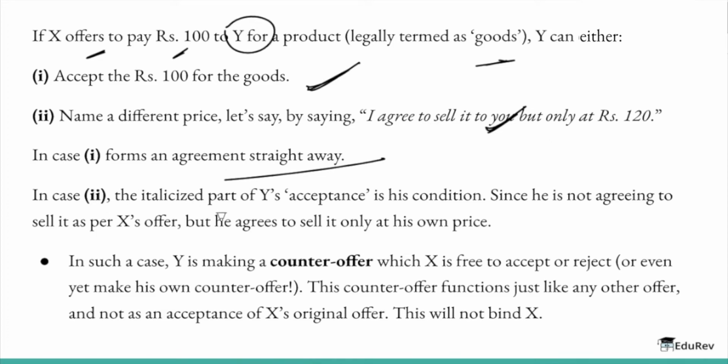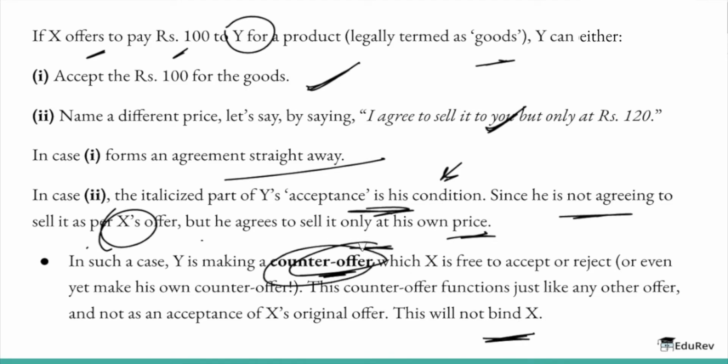Or case 2 is that the part of Y's acceptance in his condition is not there, since he is not agreeing to sell it as per X's offer, but he agrees to sell it only at his own price. In such a case, Y is making a counter offer which X is free to accept or reject, or even yet make his own counter offer. This counter offer functions just like any other offer and not as an acceptance of X's original offer. This is just not going to bind X. So this is basically the concept of your counter offer.